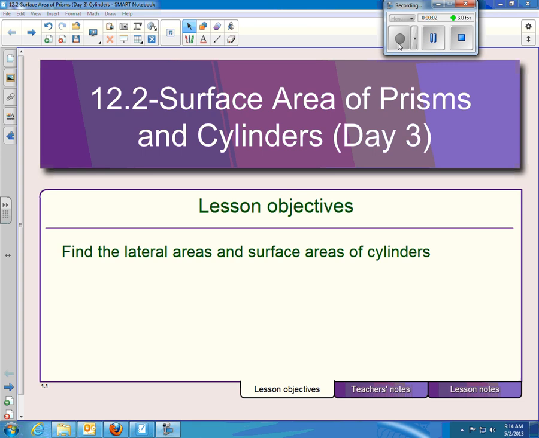All right, guys, on to day 3 of section 2 for chapter 12, surface area of prisms. And finally, today we're going to get to those dang cylinders. So our objectives today, by the end of the day, we should be able to find the lateral areas and surface areas of cylinders. So we're going to do both at the same time today.